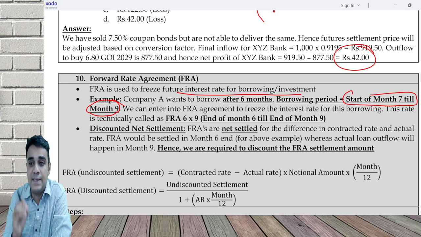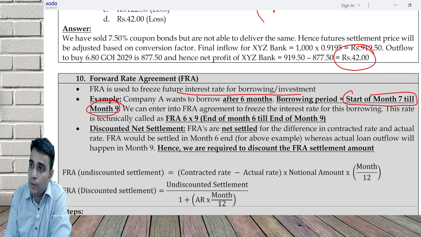FRA 3 by 6 means you want to borrow from end of month 3 till end of month 6. FRA 2 by 5 means end of month 2 to end of month 5. FRA 2 by 15 is equal to end of month 2 to end of month 15. FRA 1 by 2 can mean end of year 1 to end of year 2. It can be year also. FRA 1 by 2, FRA 2 by 3, FRA 3 by 5. It can be yearly, it can be monthly.